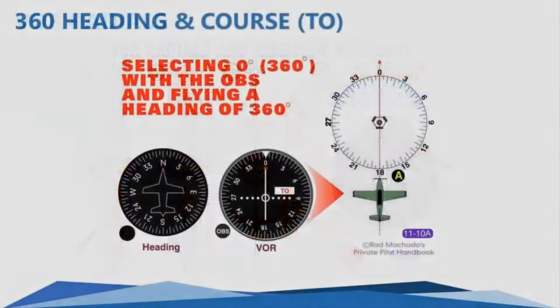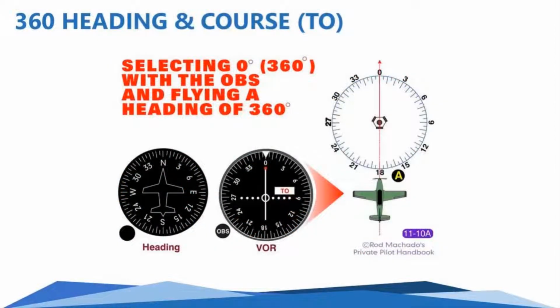So if we look at it just as a standard airplane here, this airplane is on the 180-degree radial, but it is tracking the 360-degree radial, that pink line just north of the VOR. The reason why we're tracking that line, if you will, is that we want to always fly to the VOR with a TO indication.